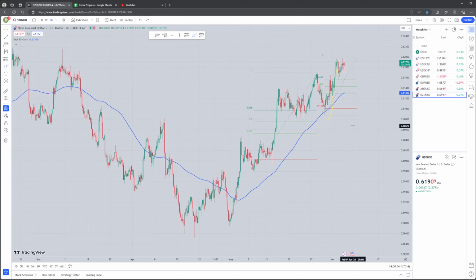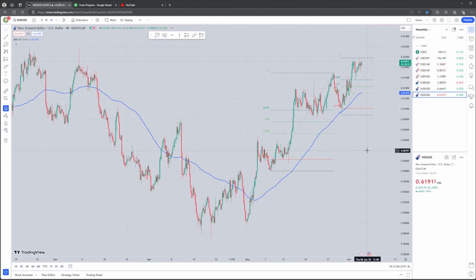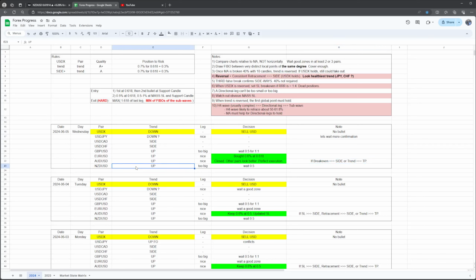If it's too big, it can't make the Fibonacci extension. If it's too small, your stop losses can be easily taken out. So you want to look for an ideal sized directional leg, not too big, not too small. So that's what I mean. So yeah, New Zealand dollar USD trend is up, leg size is too big. If somehow it retraces 50%, I would trade it for a 1-to-1 risk and reward ratio.